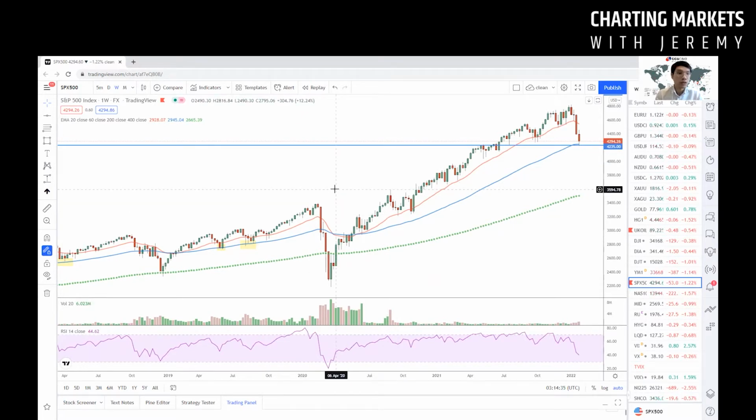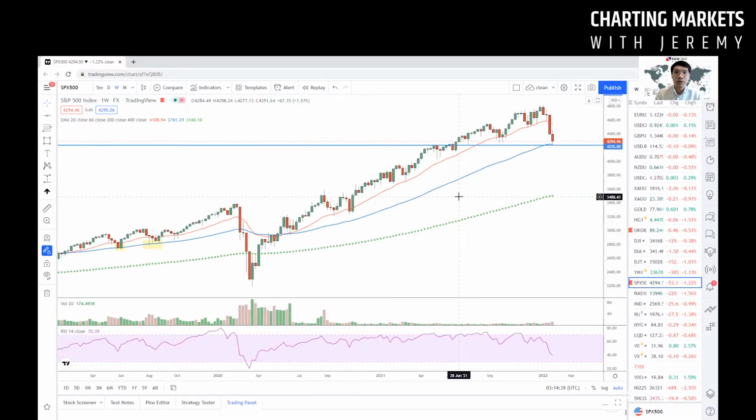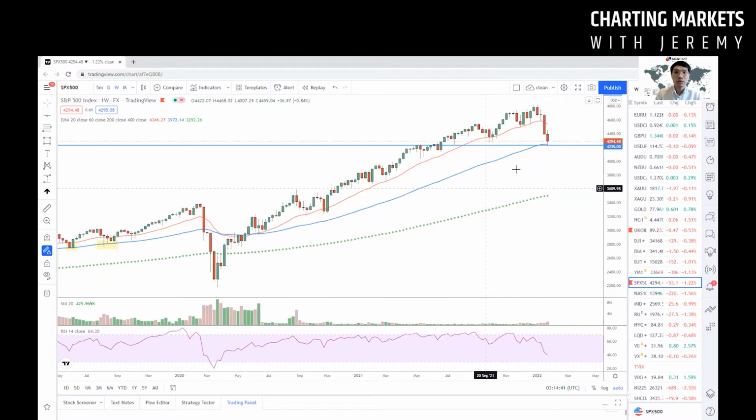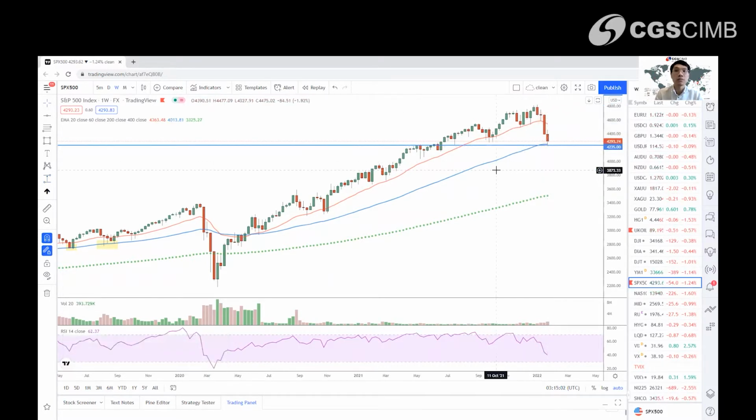So here is the S&P 500 index on the weekly time frame chart. And as you can see over here, we have actually been trading in a rather bleak downtrend right now, especially over the past 4 consecutive weeks. And if you were to measure the current sell-off that we have seen from the market top to the recent low, we have actually fallen about 12% in just a short time span of 4 weeks.